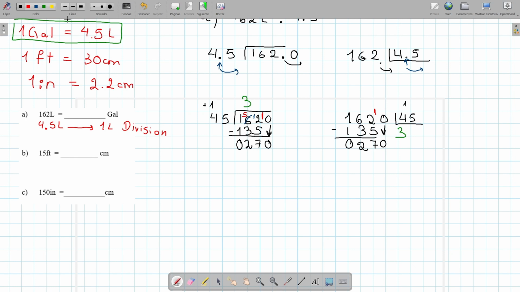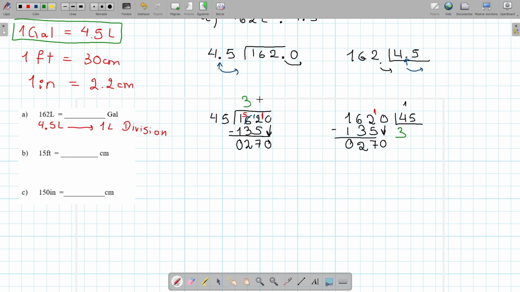Let's try with number 5. 5 times 5 is going to be 25. We have to add, let me erase this, we have to add 2. 5 times 4, 20, plus 2, 22. As you can see, it's not enough. So I have to erase this, and let's try with another number.